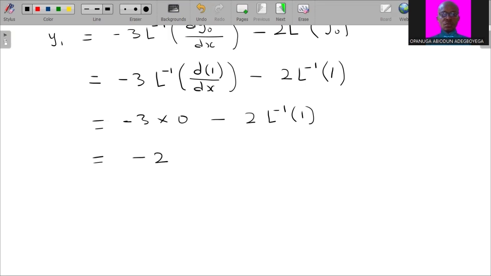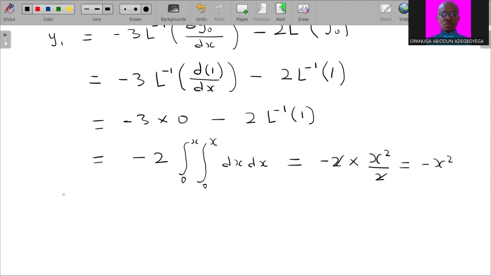Therefore, it can be written as a double integral, like this, dx dx. So simplifying this gives 2 multiplied by x squared over 2. And that gives us negative x squared. So our y1 is equal to negative x squared.